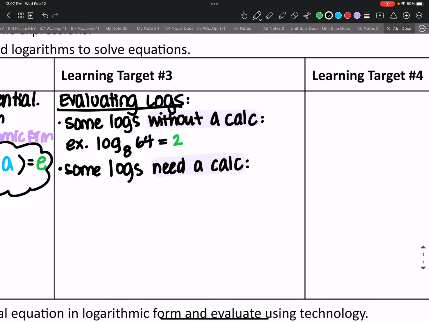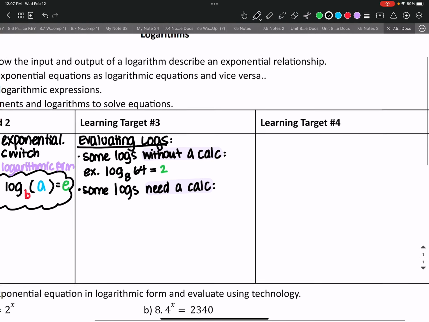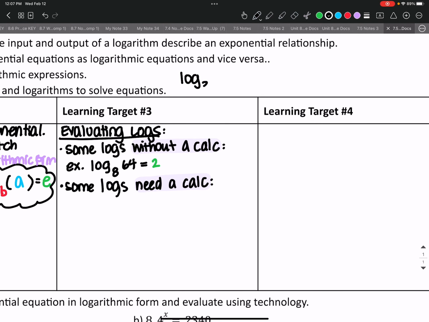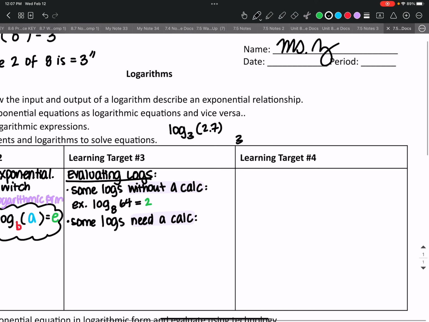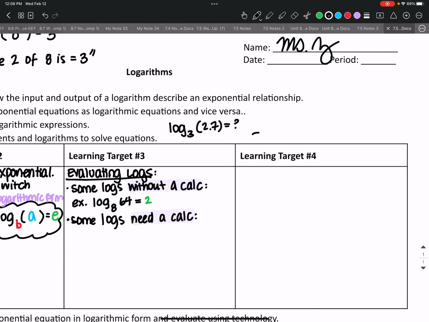An example of one that you would need a calculator for would be something like log base 3 of 2.7. So this is asking, what power do I have to raise 3 to get 2.7? That's not something I can do in my head, so I would need to use a calculator for it. In your calculator, there are 2 buttons that are for logarithms. One of them says log, and the other one says ln. These are the 2 that are in your calculator.